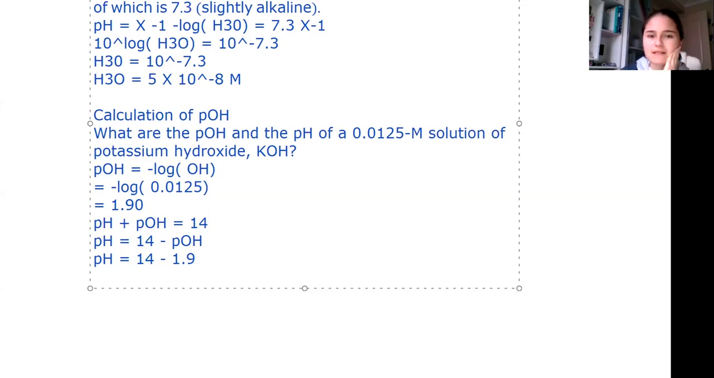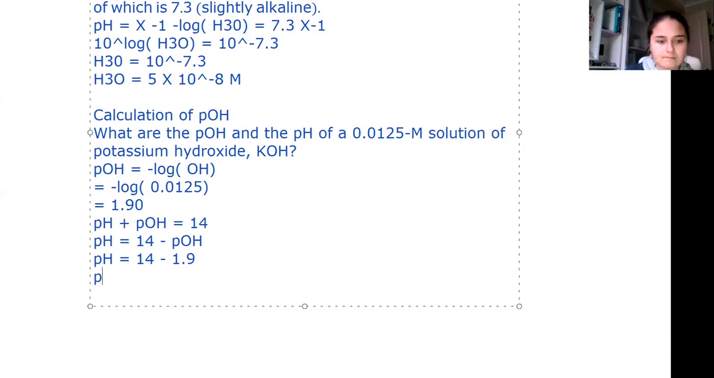Remember, the first thing we did was negative log of OH. So we've worked out the pOH. We got 1.9. We're like, okay, that makes sense. Then if I have to work out the pH of a solution, I can do 14 minus the pOH that I got above. Which is, calculator time. Okay, I'm just writing down what you wrote first.